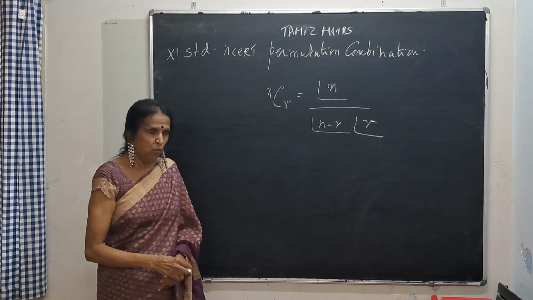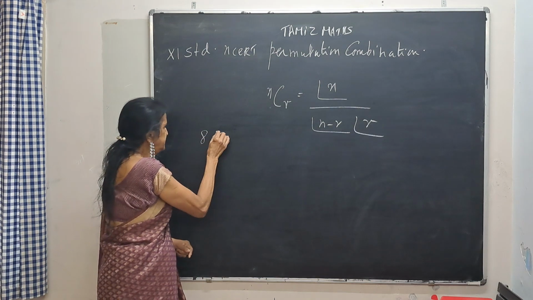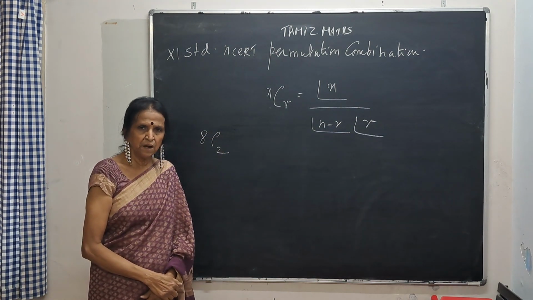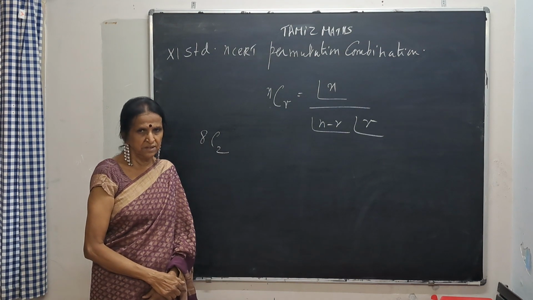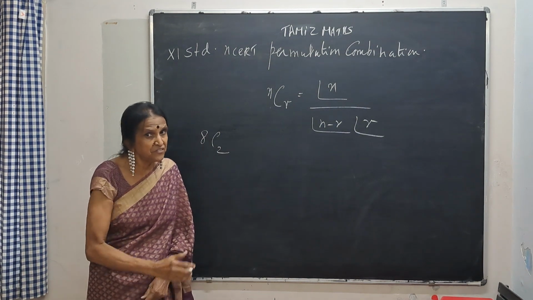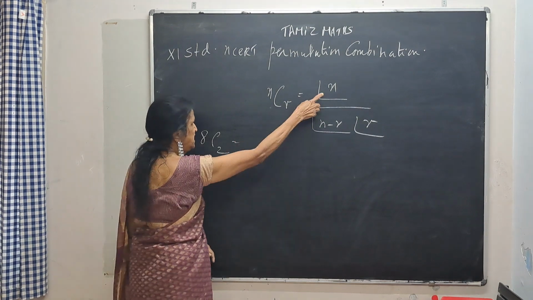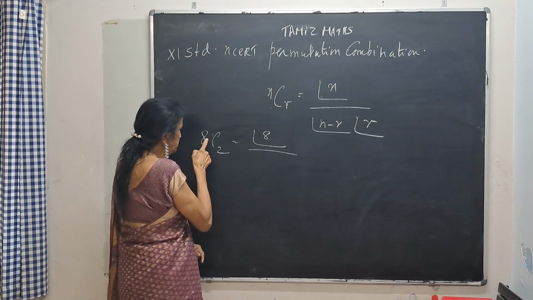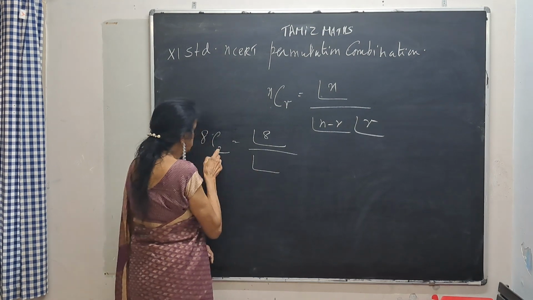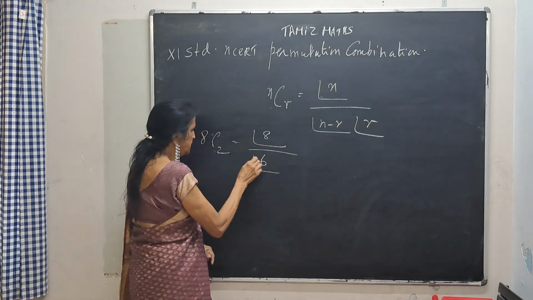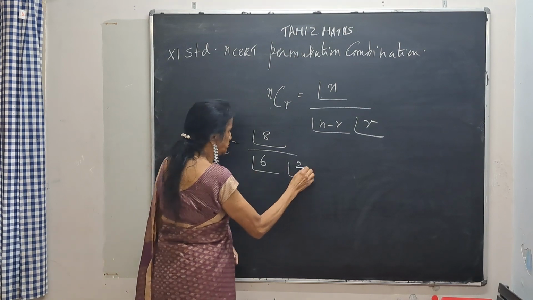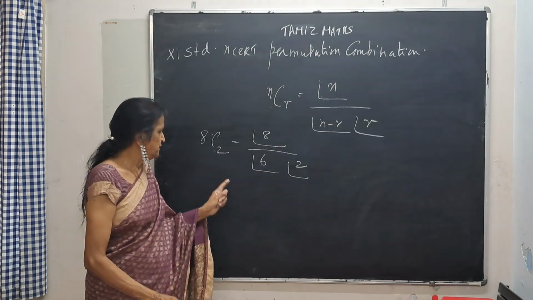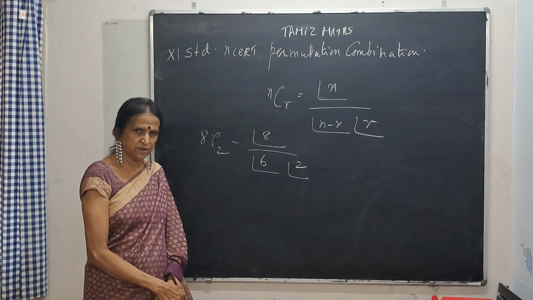Fine. Now, what will be the value of 8C2? Out of n different things, I choose 2 in that. Here n is 8. This is factorial 8 by factorial n minus r, that is 8 minus 2, factorial 6, and factorial r, factorial 2. So this is factorial 8 by factorial 6, factorial 2. That is the answer for this. This is one way to write.